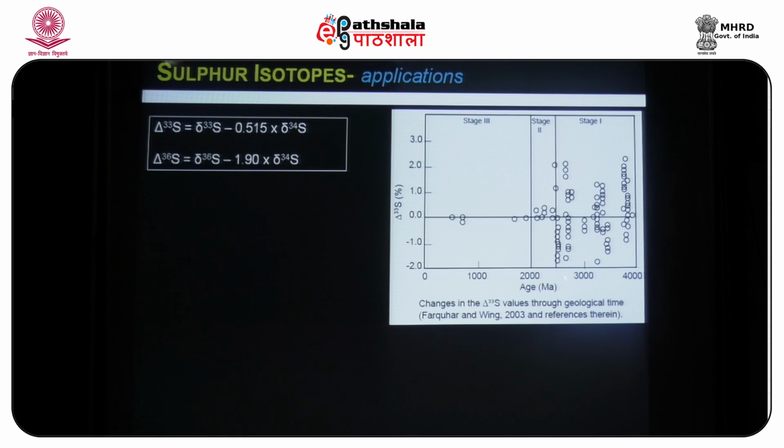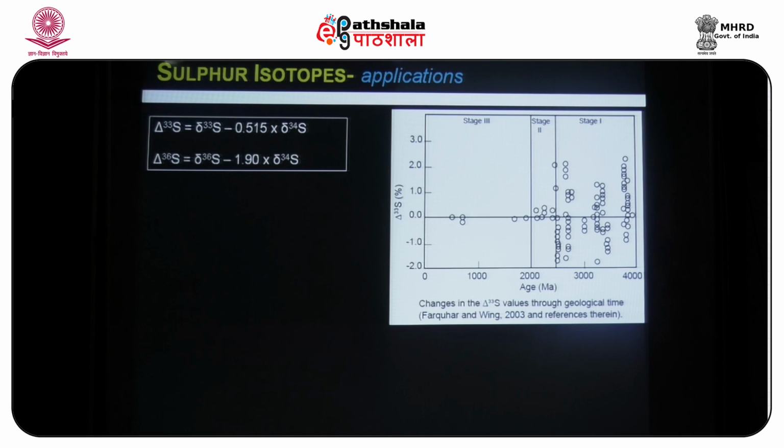From 2400 to about 2000 million years, we see a little bit of fractionation. The values straddle around 0, but still there are some variations in the delta 33S value. But in rocks younger than 2000 million years, almost all the samples, and there are in fact more samples to show this, fall on the cap delta 33S equals 0 line. So, what is the possible explanation for this?